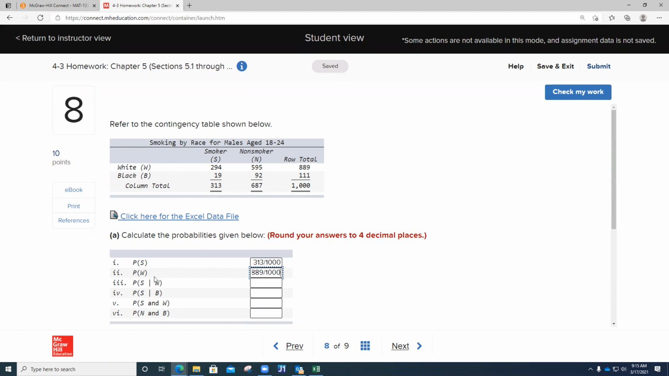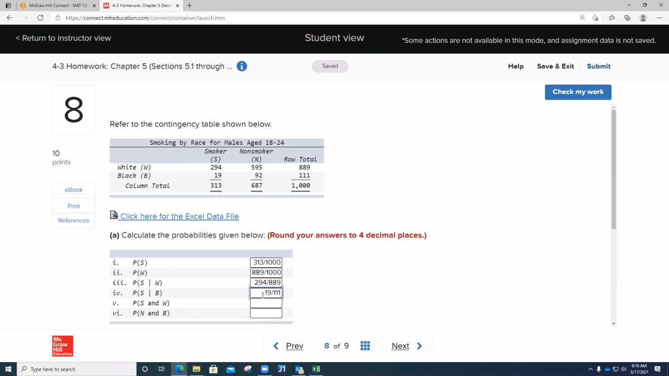The probability of a smoker given white. So given that I'm white, now I don't care about the black. All I care about is the white. So therefore, my new total is going to be the 889, right? Because given white, I'm a smoker, is 294. So this is just 294 divided by 889. The probability of a smoker given black, again, all I care about is this number now. So it's 111, and smokers are 19. So this is 19 over 111.